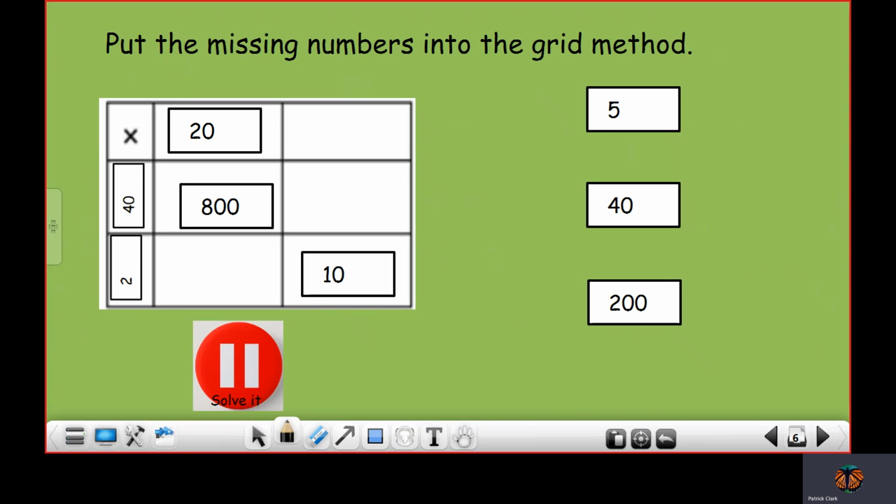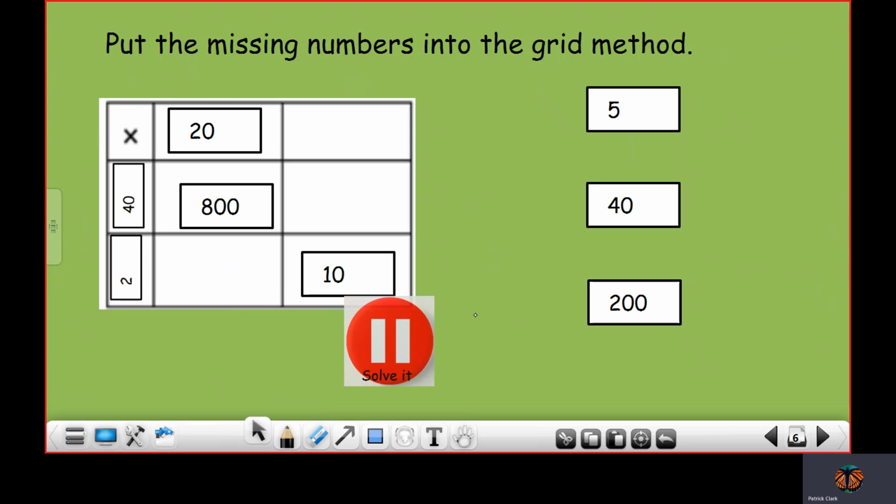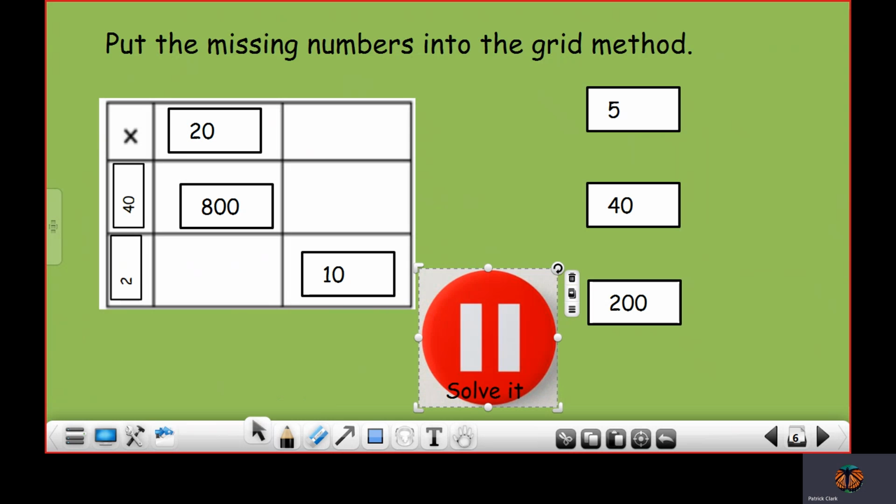Okay, let's move on for a moment then. We've got a missing number problem here. Someone's tried to do the grid method, but the numbers have shaken off. So you can see we've got the numbers 5, 40, and 200. Where should they go in that grid method? Before I say anything, I'd like you to pause the video and have a go at solving it. You might want to, at home, write this down and then put in those missing numbers. You might even write them on scraps of paper and arrange them in different ways. Have a go, pause the video, and when you're ready, we'll carry on.